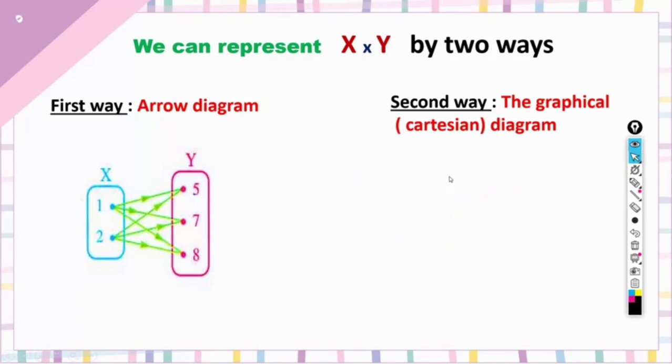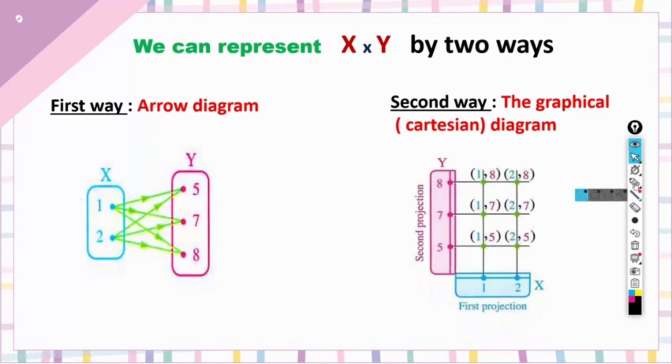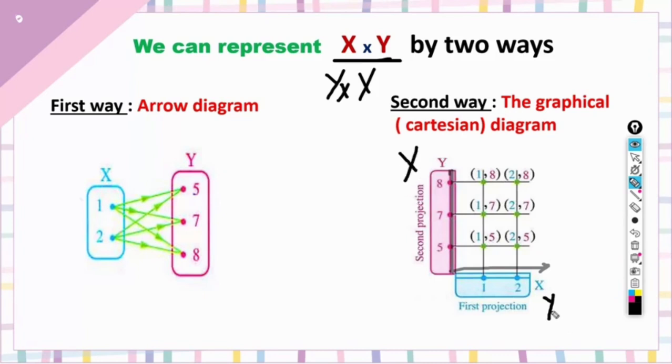Second way is called the graphical diagram or Cartesian diagram. Look at this figure. It consists of x-axis and y-axis. Here we start by x times y. Suppose we start by y times x, we will put y here and x here. Put elements of y here and elements of x here. Okay?